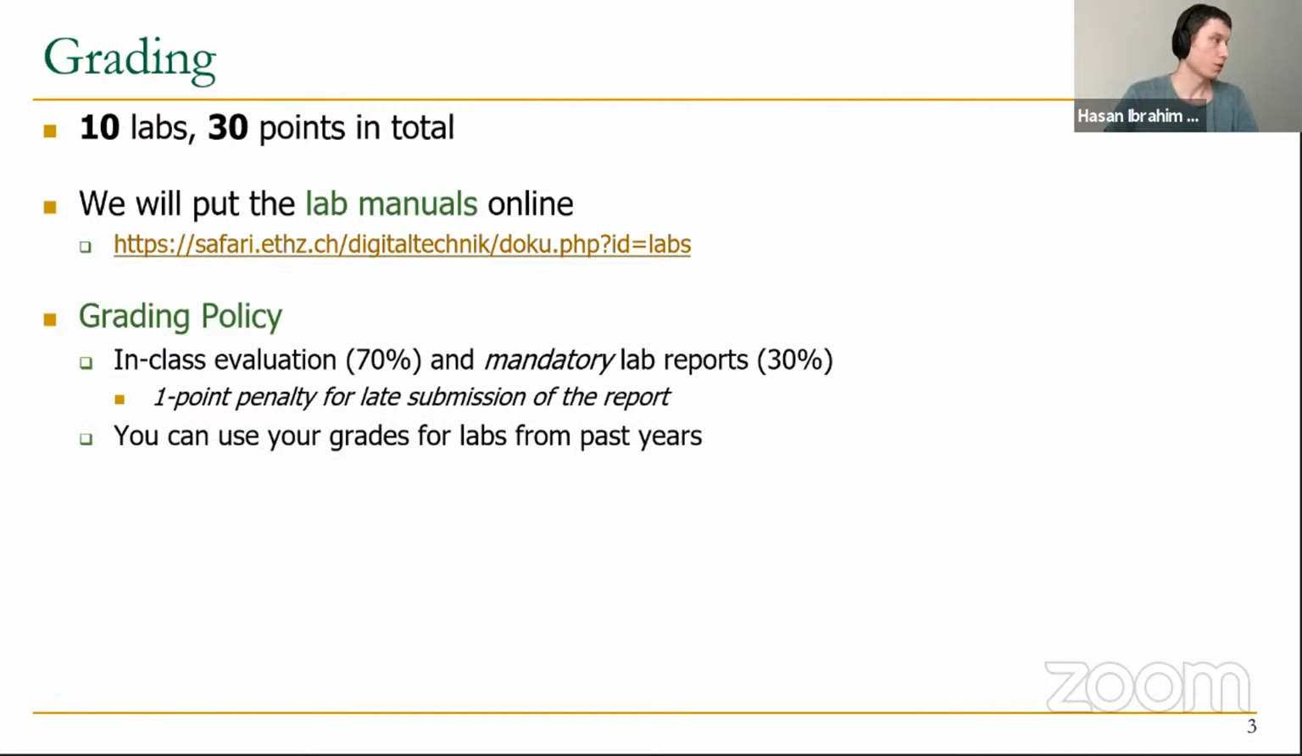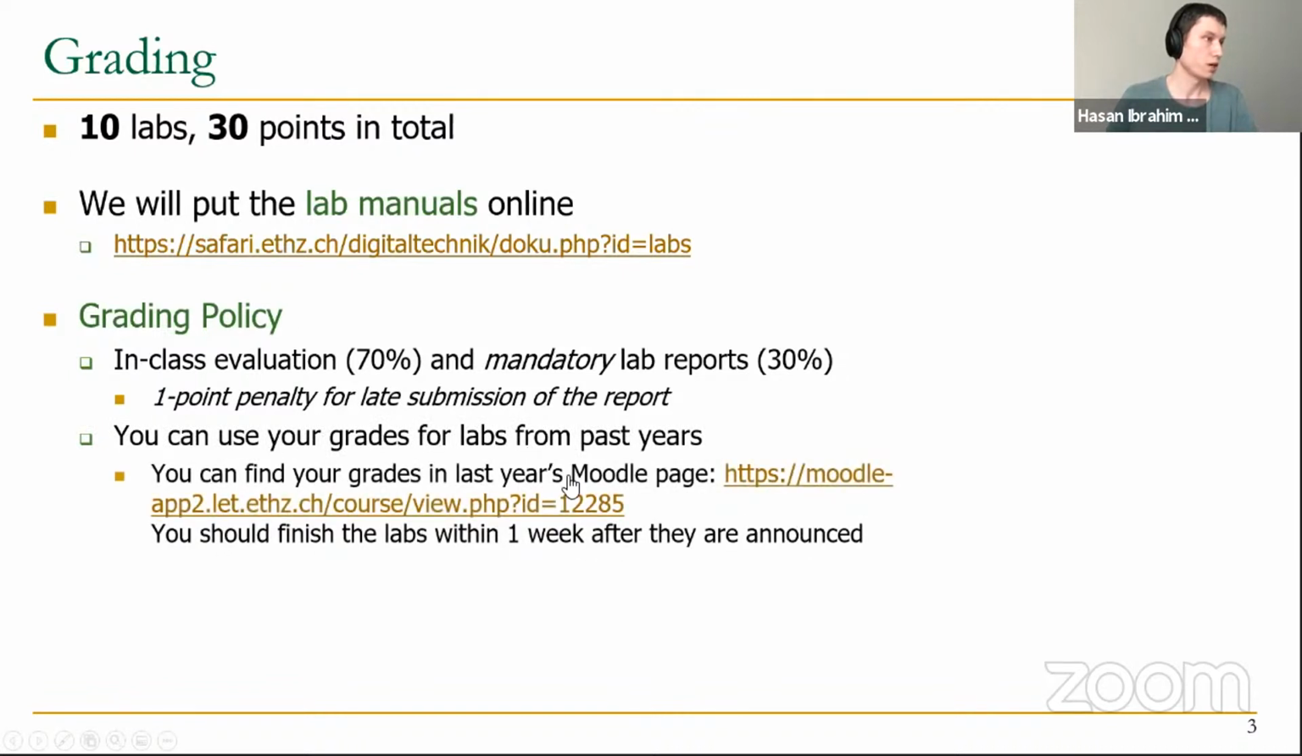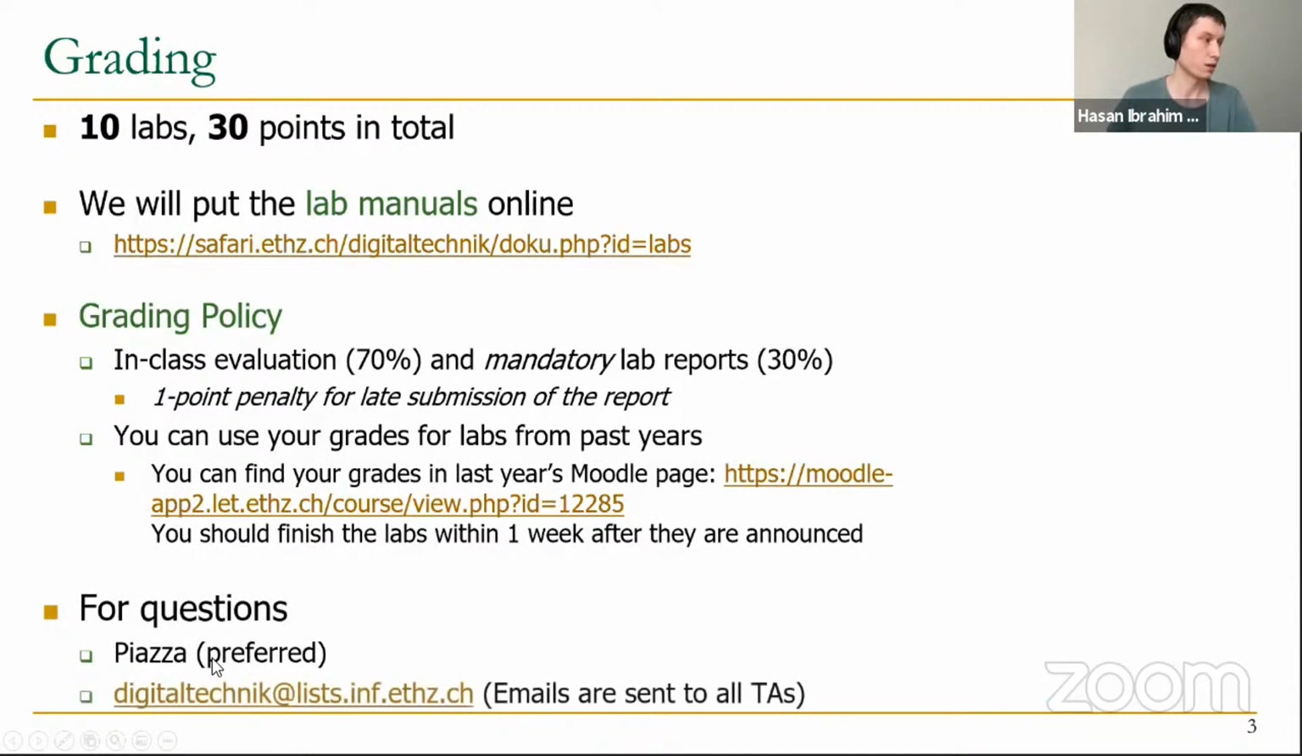Like we announced earlier, you can use your past grades, and this is the model of last year's grades, and you can see your grades here. For questions, we prefer you use Piazza because we have more control on that, and it's easier to handle. But you can also send the email to this list over here, and your emails will be sent to all TAs.